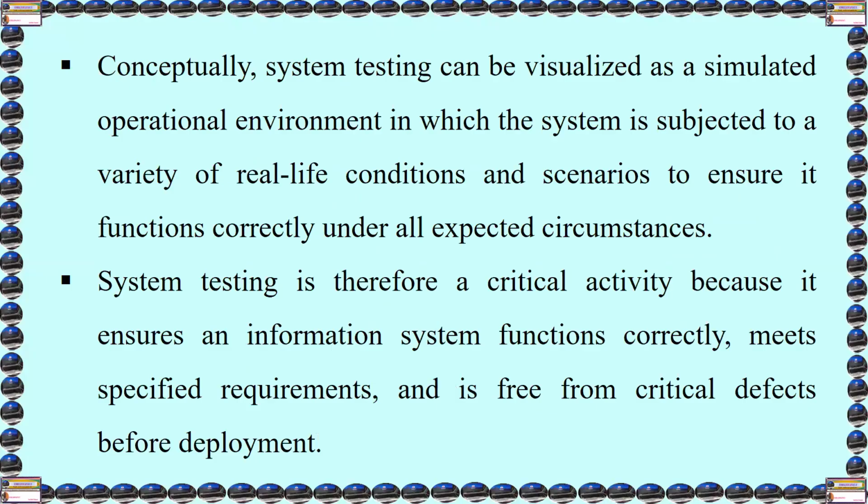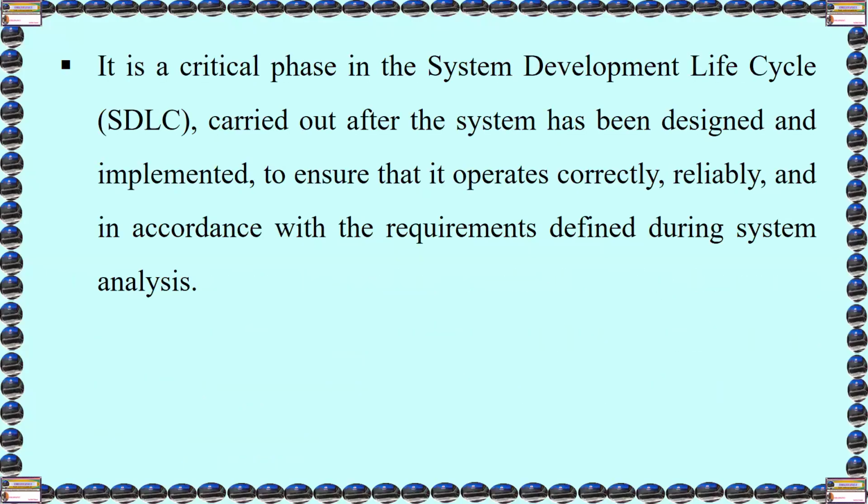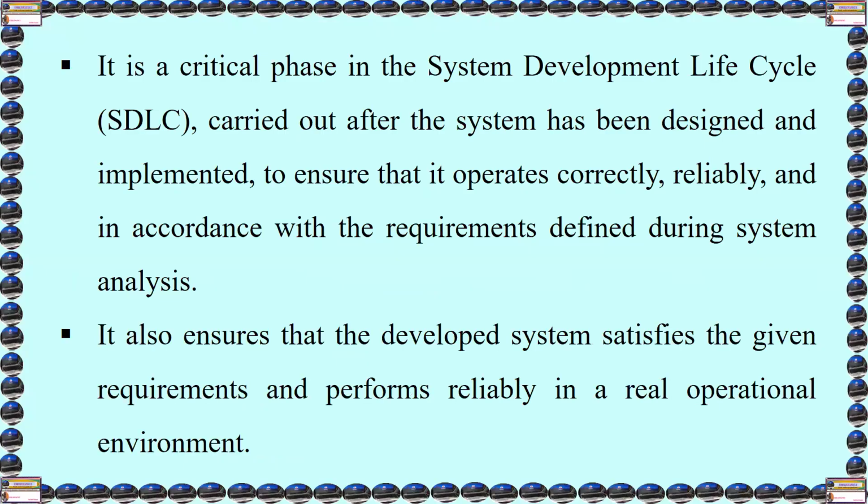System testing is therefore a critical activity because it ensures an information system functions correctly, meets specified requirements, and is free from critical defects before it is deployed or implemented. It is a critical phase in the system development life cycle, carried out after the system has been designed and implemented, to ensure that it operates correctly, reliably, and in accordance with the requirements defined during system analysis. It also ensures that the developed system satisfies the given requirements and performs reliably in a real operational environment.